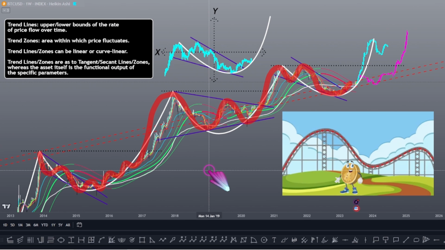But again, those trend zones are the area within which price fluctuates. So it's the area within these purple trend lines right here that you can see on the chart. And look at our trend lines and zones. Defining them, they can be linear or curvilinear. I'll get to a curvilinear example later on, but trend lines and zones are the tangent/secant lines/zones, whereas the asset itself, as I was going over, is the functional, like a mathematical function, output of the specific parameters.